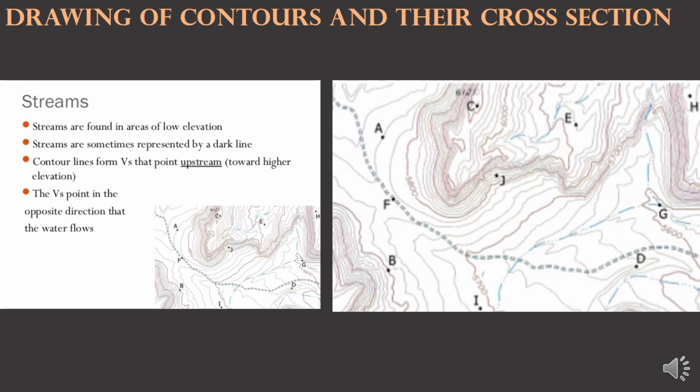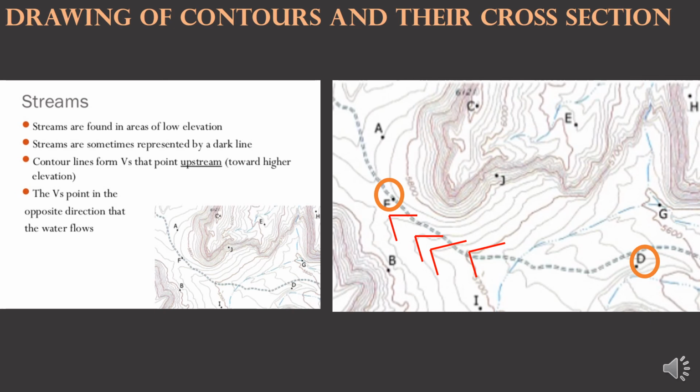Okay, for this line, can you see the V's? Can you see the V shape of the contour? Let me highlight them like this. The head of the V is where the highest level is. So point F is higher than point D. This is the first way we can read it.